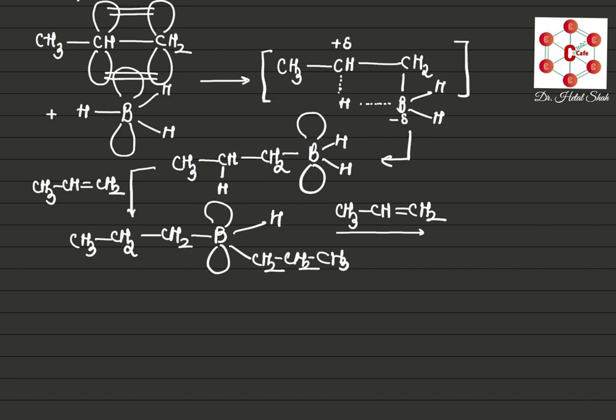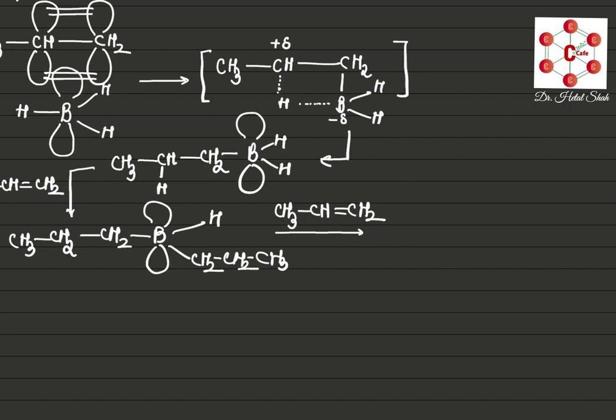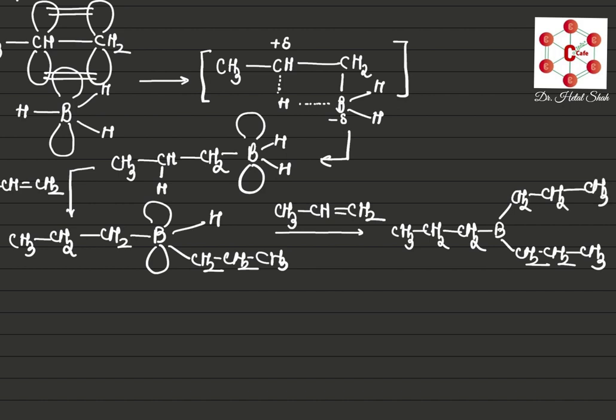Because there's less space, I can put CH3, CH2, CH2, boron. I can have CH2, CH2, CH3, and I can have CH2, CH2 and CH3. You still have an empty orbital on boron, and now of no use because there are no hydrogens. So that's the end of the hydroboration part, right?